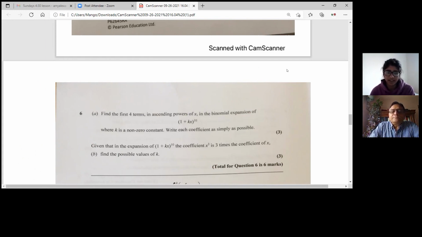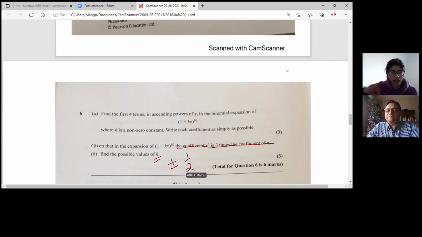And then part B is just forming your equation. In the expansion, you want the coefficient of x cubed. Because we've got the k there, we can't just leave that out. You can't just do 45, you need the k part as well. So we do 3 times the coefficient of x. The coefficient of x was 10k, and then we solved by cancelling out the k's and simplifying, and we got k as either 0 or plus or minus half. But you can't have the 0 because it says in part A, where k is non-zero.